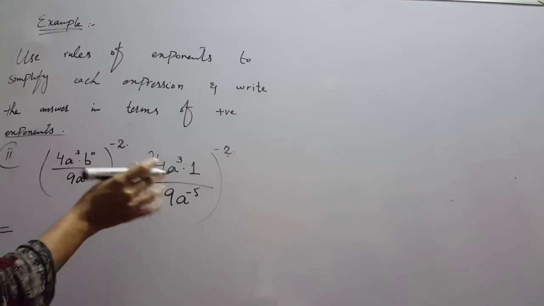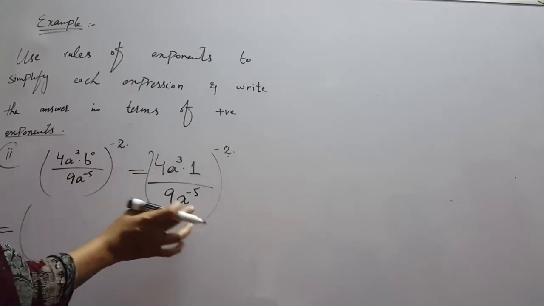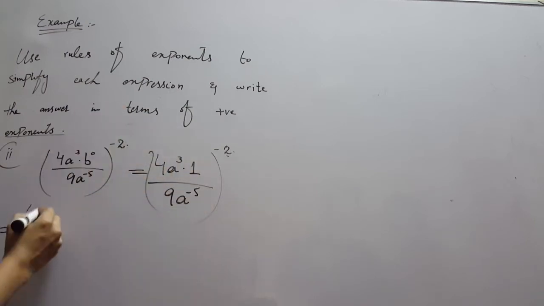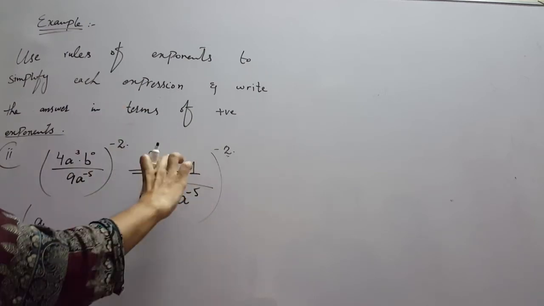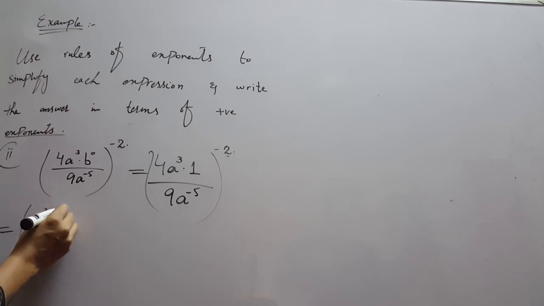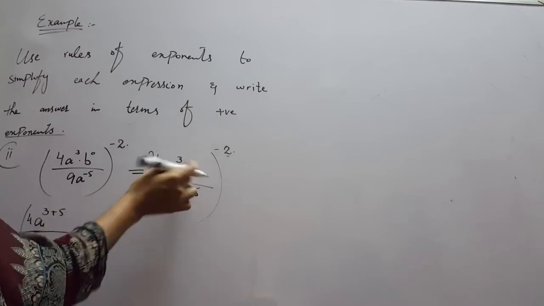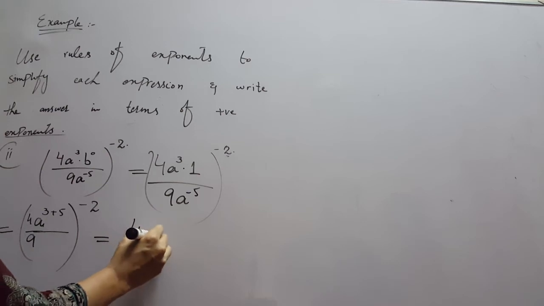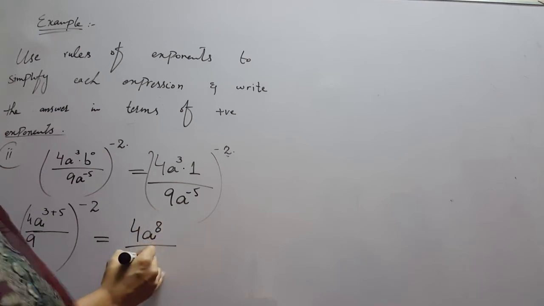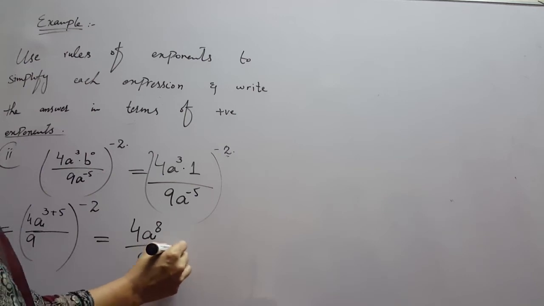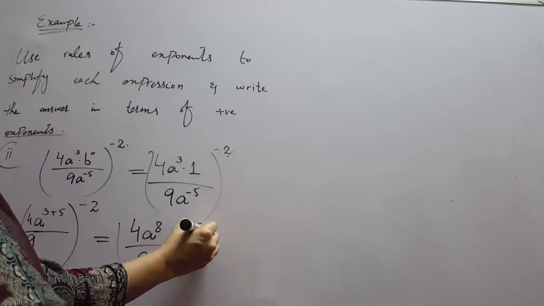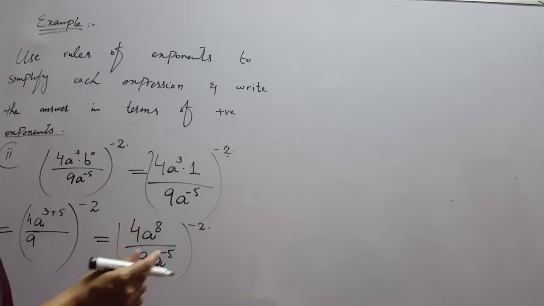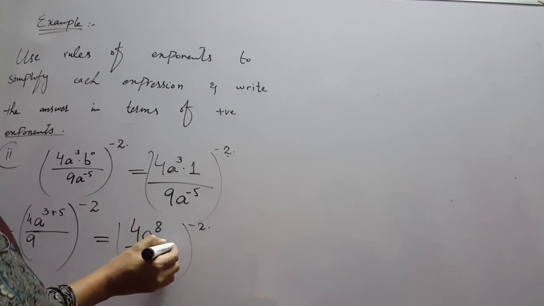Here the power is minus, the base is the same and the numbers are divided, so we write 3 plus 5, and 4 and 9 here. A multiplied by 1, the answer will be the same, so it will be equal to 4 a power 8 divided by 9. Sorry, here not right, only 9.